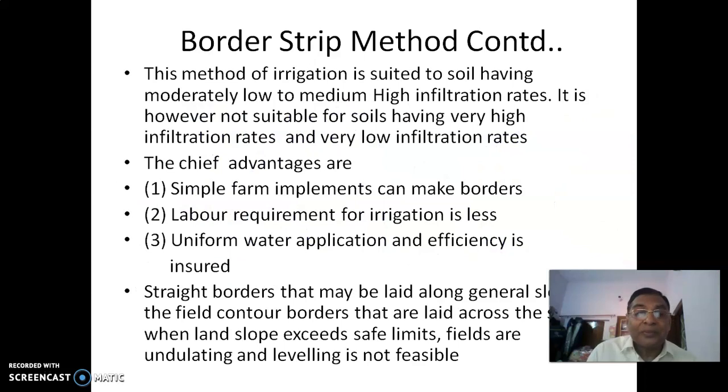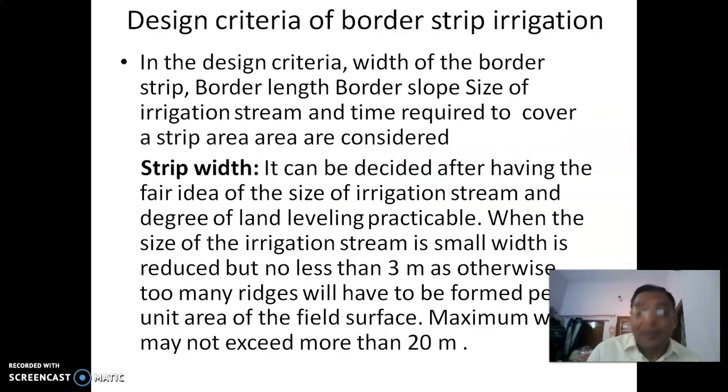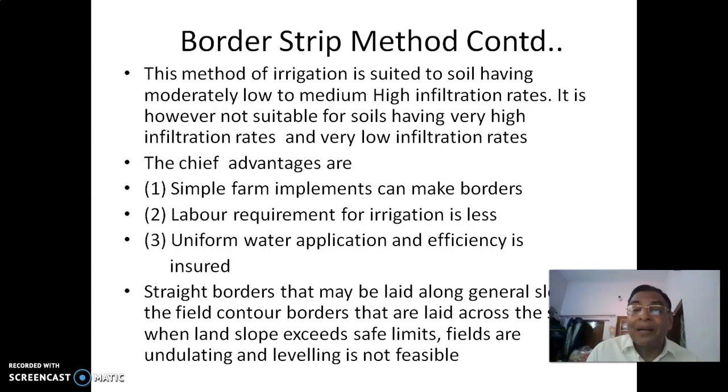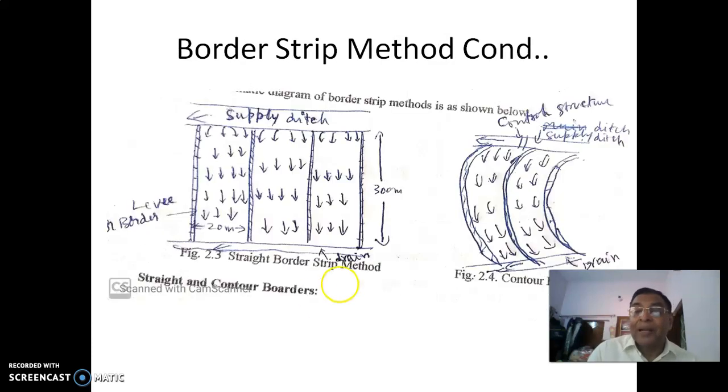So that is why you should provide drop structures. And at the downstream end of the borders, a drainage channel is provided to drain away storm runoff. Already I have shown the drainage channel at the contour end. The run down the slope should be provided with the erosion control structure. That is also very important. You can see, this is a drain here, and you should also have erosion structures. Of course, it's not indicated here, but an erosion structure should also be constructed here.